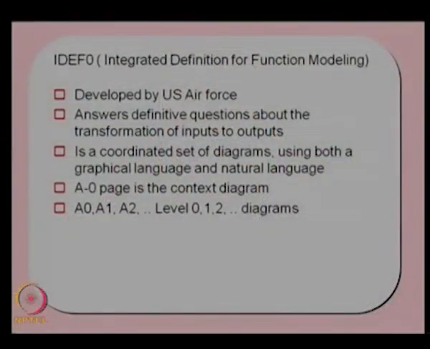So A-0 is the context diagram, and then we use different diagrams like A0, A1, A2, which are the level 0, 1, 2 diagrams. This goes on till we reach the final or the last sub function, which we do not need to decompose further. The number of levels is not fixed, but depends on the system and its functions. As I mentioned, there are different levels of diagrams.